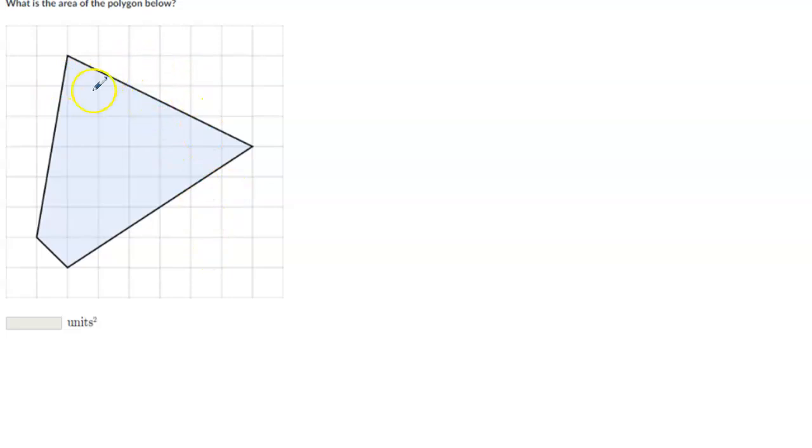I think that you should be able to do this by yourself, so pause the video, try this one out, and then come back to see if you got it right. Remember, all you're doing is drawing the rectangle around the shape, and then figuring out all of the missing areas, and then subtracting them out.